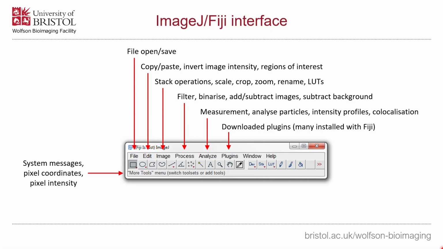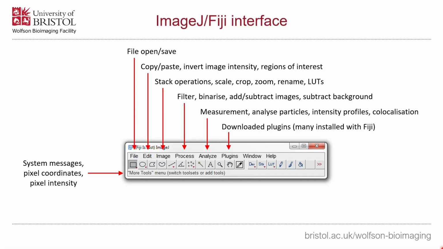Down at the bottom here, you've got this context-sensitive bar. So as you're doing different stuff, this will just keep you up to date with what ImageJ is doing. So whether that's you're moving your cursor around an image, it will tell you what XY coordinate you're at or what the intensity is.